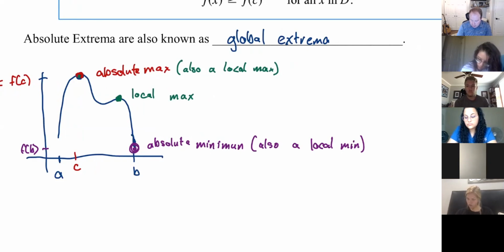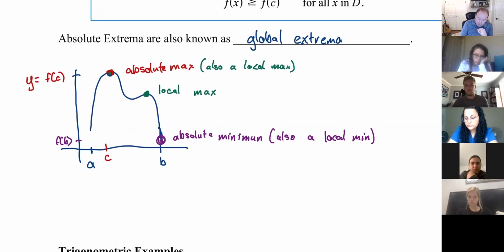And the other thing to note is that it's at the endpoint. So notice here, this graph doesn't go on forever left and right. It just has this little piece right here between A and B. So then we want to think, what is the other minimum?